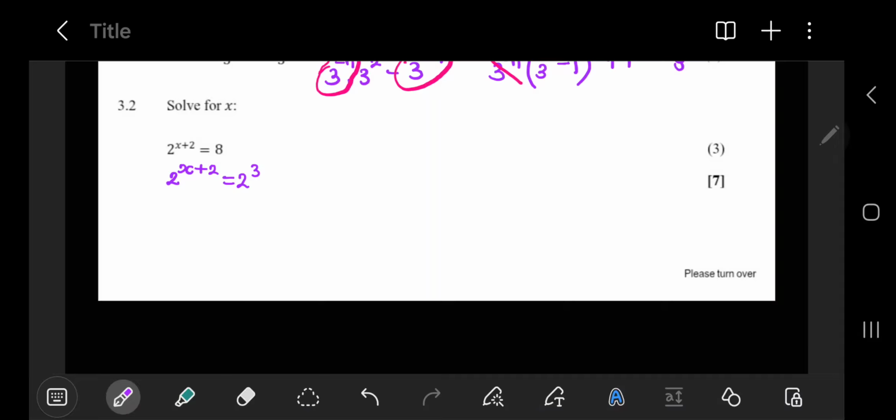Now this is something you actually learned last year, that when x is the exponent and you're trying to solve for x, once your bases are the same, they cancel out with each other. And we equate the exponents. So we have x plus 2 is equal to 3. And from here, it is so simple for us to solve for x. All we do is take the plus 2 over to the right. It's going to minus. We've got 3 minus 2, which is 1. So therefore, x is equal to 1.